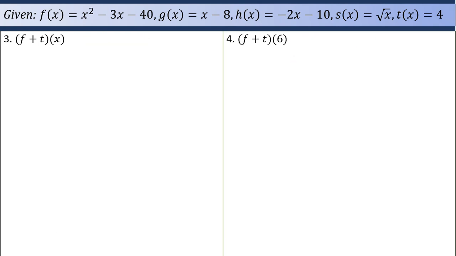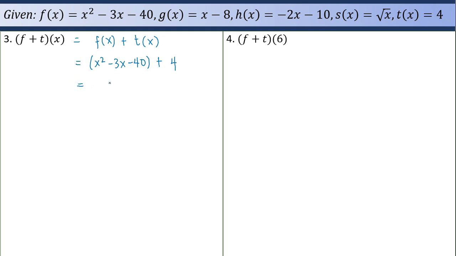Number 3, f plus t of x. So by definition of the addition of functions, ito ay equal sa f of x plus t of x. Sa given, ano ba ang f of x? Ang f of x ay equal sa x squared minus 3x minus 40. Tama ba? And then, i-add mo yan sa t of x which is equal to 4. Okay?